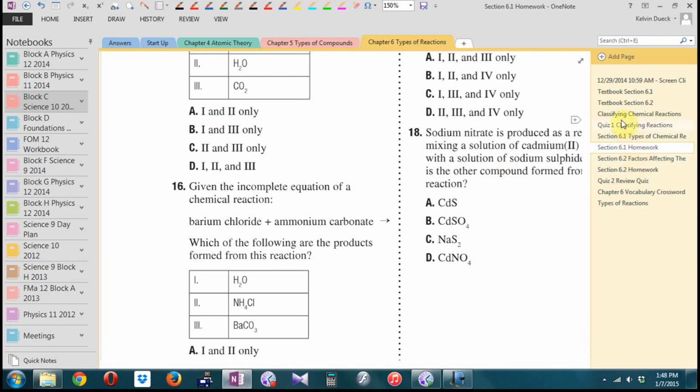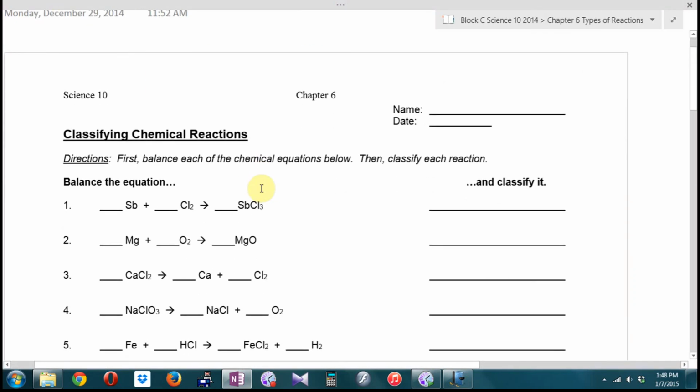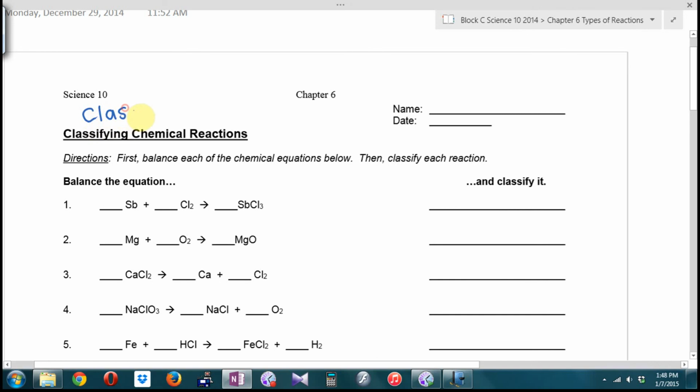Second one, classifying. Okay? Classify all of them, but balance the odd numbers. I think I have an answer key for this. I didn't attach it. If I don't have an answer key, I'll make one up this weekend and put it online.